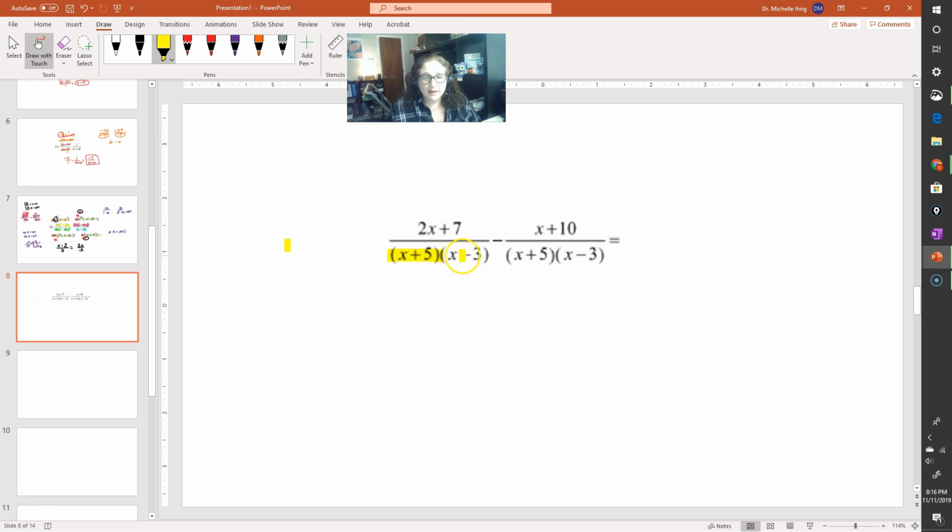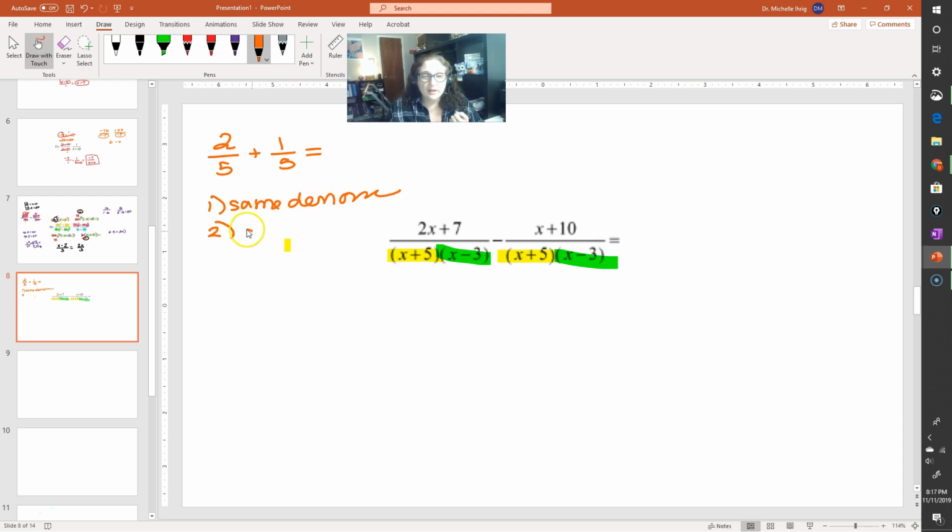It's x plus 5, and it's x minus 3, x minus 3. So because those denominators are the same, it's just like you did fractions back in the day when you were in like 3rd grade. Remember when we had 2/5 plus 1/5? What did we do? First, we had the same denominator. And then the second thing you did is you add the numerators. So that method you learned in 3rd grade still works now.